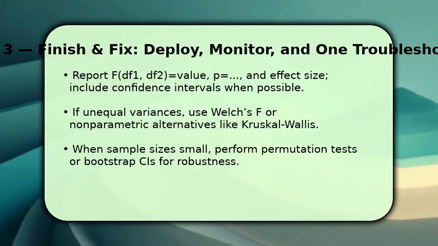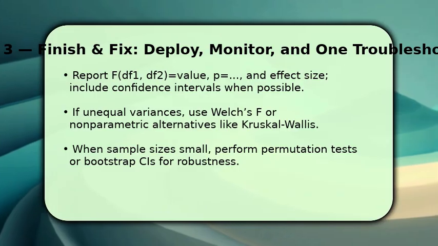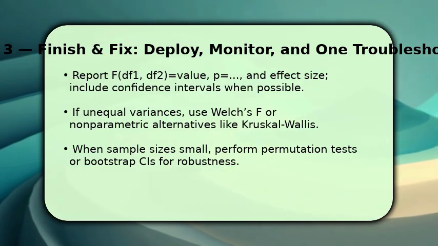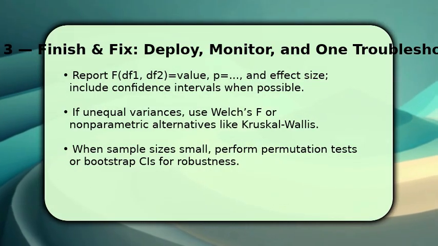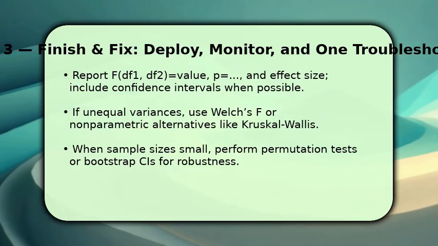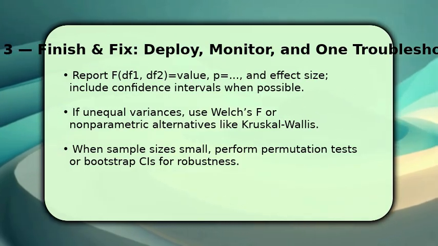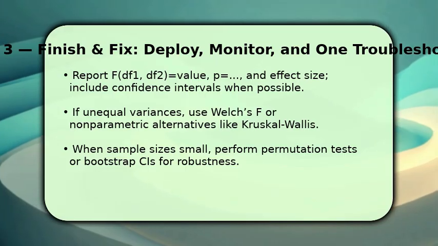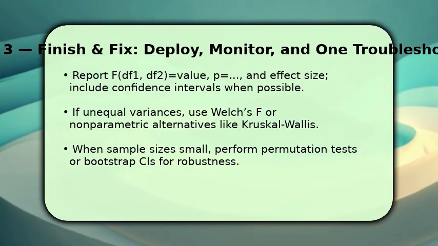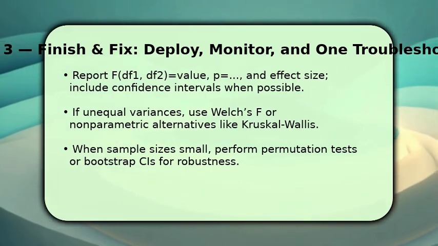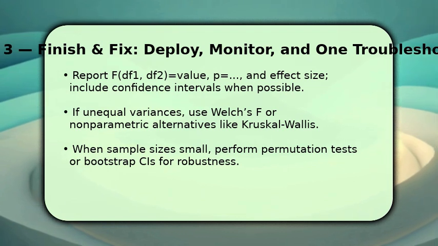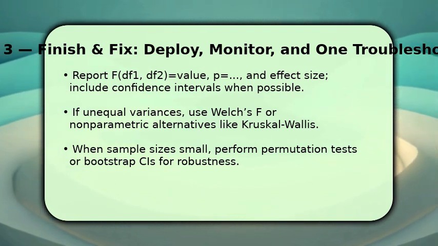If the homoscedasticity assumption fails, switch to Welch's F or use rank-based tests such as Kruskal-Wallis. These reduce bias. And if sample sizes are small, apply permutation testing or bootstrap confidence intervals to improve inference. If things still go wrong, recheck coding errors in sums of squares and confirm group labels were assigned correctly.